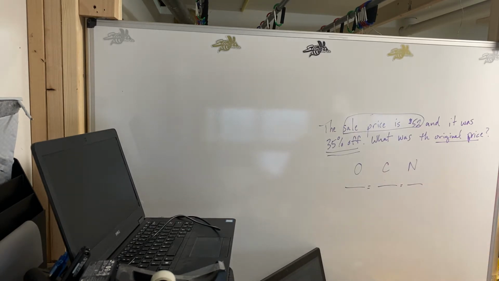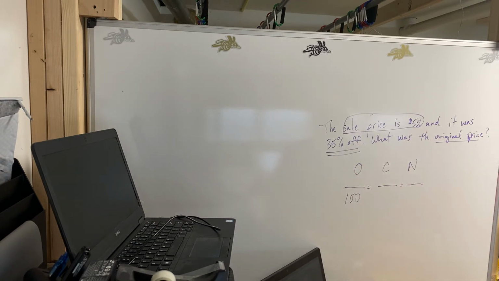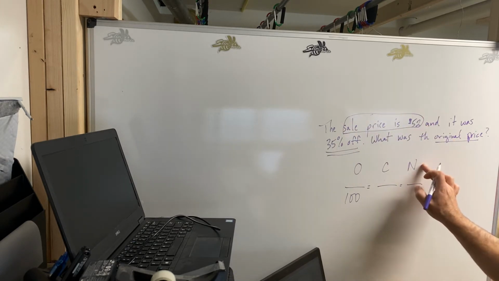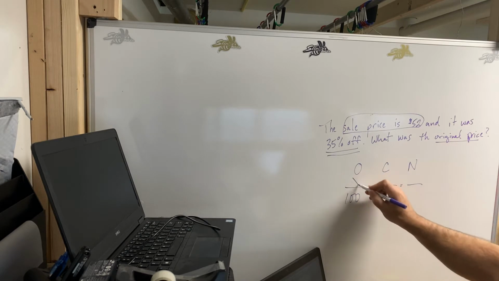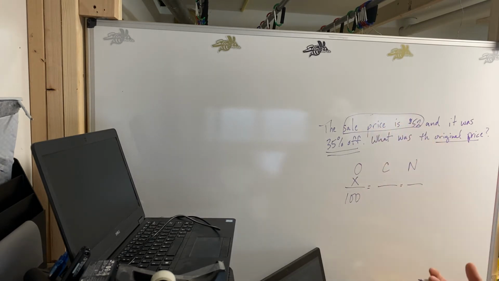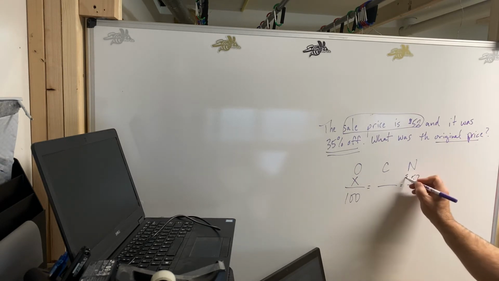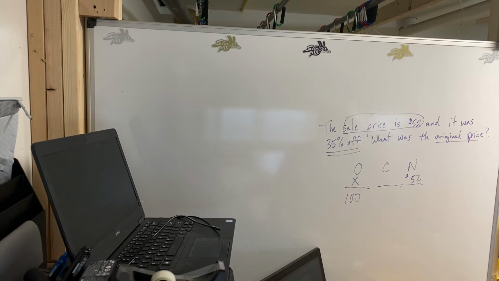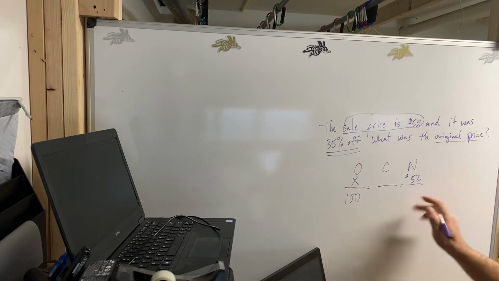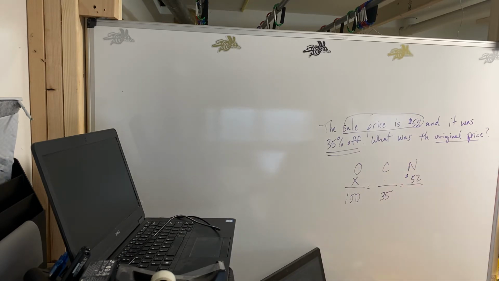Okay, fill in what you know. Remember, 100% is always on the bottom. Sales price, that means it's a new total. We don't know the original price, so that's where our X is. Sales price is what you paid when it was on sale. So 52 goes way over here, and that's the price that you are paying for that item when it was 35% off. Well, percents go on the bottom, remember? So 35% is what's changing.